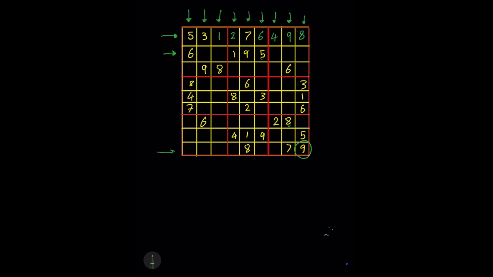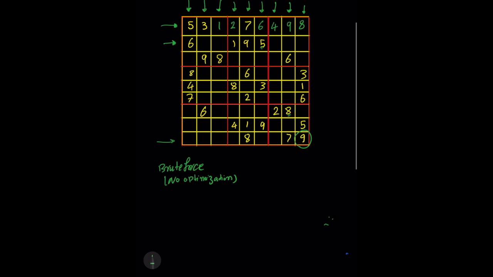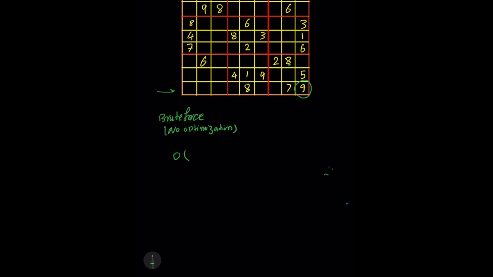Right, so let's talk about the complexity here. When we use the complete brute force without any optimization, what would be the time complexity? We had to try 9 digits for basically all cells, right? So in that case, the complexity would be 9 to the power of 81. It's huge. How about our solution?